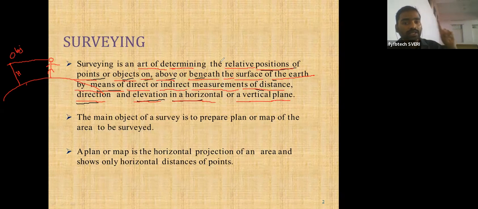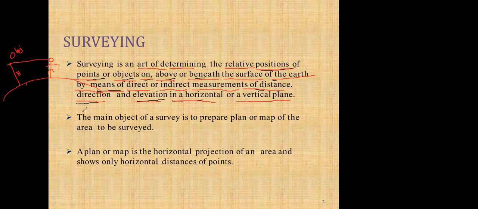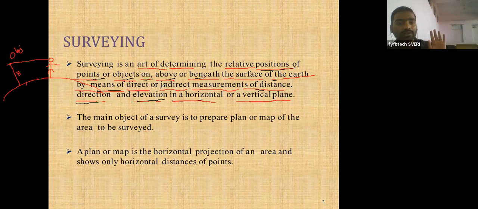Art of determining the relative position of a point or objects on, above, or beneath. Where is your object? Is it on the surface of the earth, above it, or below it? Above the surface of the earth. By means of direct or indirect measurements: whether you measure this height by taking a tape or by taking an instrument. If you take the instrument, calculate something and substitute in a formula, that is indirect. If you take a measurement tape and go and measure, that is a direct measurement.